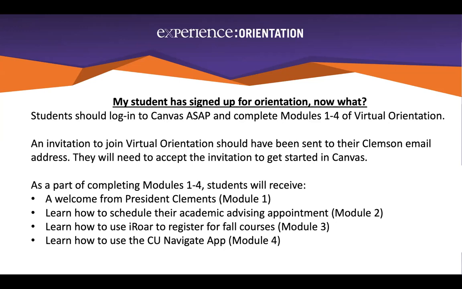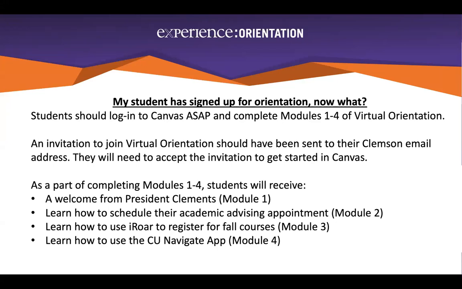They will need to accept the invitation in their email in order to view the virtual orientation program in Canvas. Alternatively, they can log into Canvas with their Clemson credentials and accept the invitation by clicking on the green button at the top of the home page. Once they've accepted the invitation, the virtual orientation program will show up on their dashboard in Canvas.